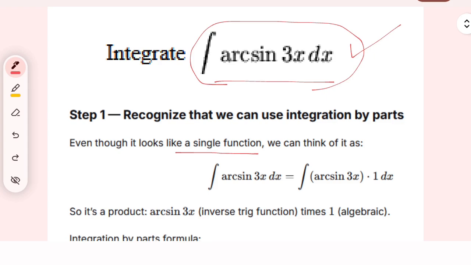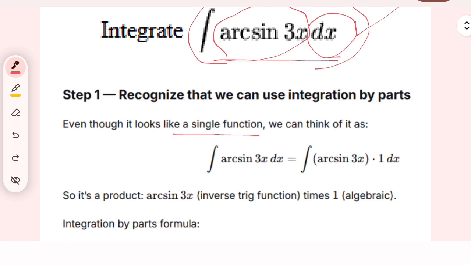But the truth is, it actually has two functions. The first function is the arc sine 3x. And we have another function which is 1 dx, or simply dx. So we have actually two functions. So what we can do here to integrate it is we could apply integration by parts.